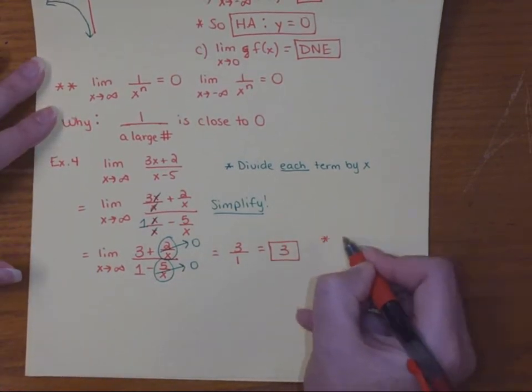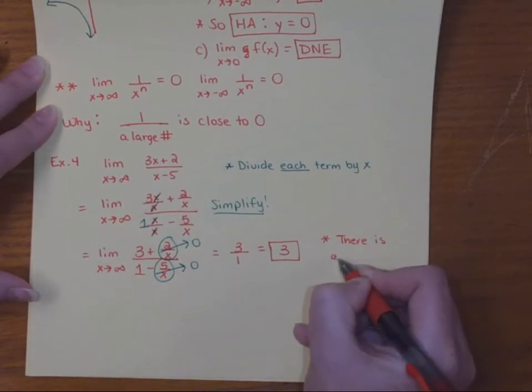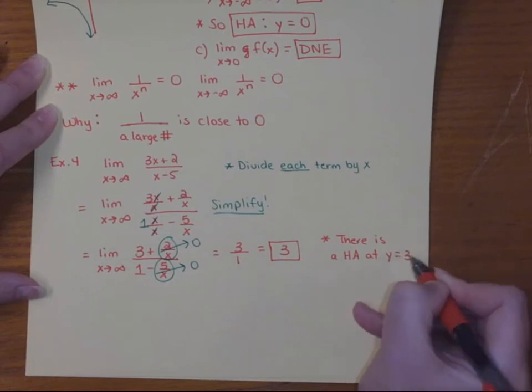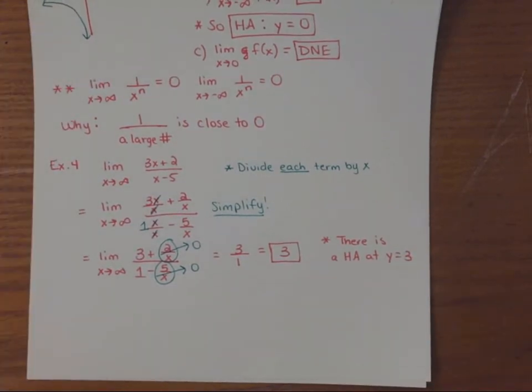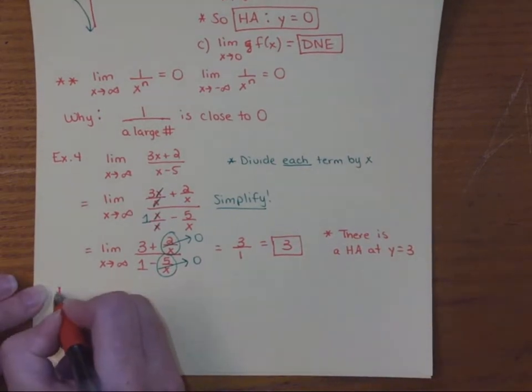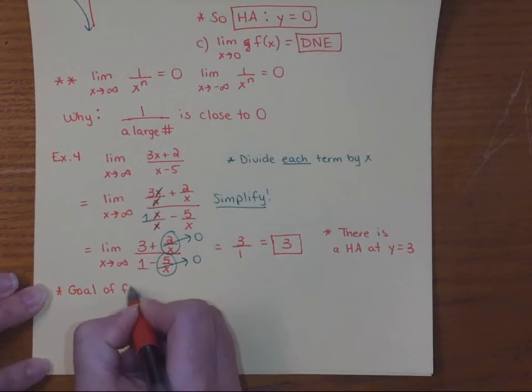By the way, your process would be the same for negative infinity. So there is a horizontal asymptote at y equals 3 here. That's because we got an answer for the limit as x approaches infinity. So this strategy that I used is going to be something that we're going to use for the rest of this section.